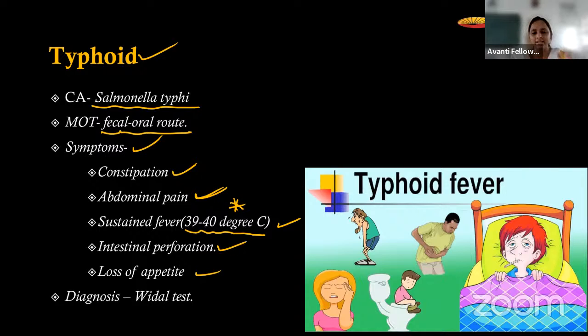They may give you that typhoid is caused by Salmonella typhi and is spread through the fecal-oral route. Then the main characteristic is sustained fever of 39 to 40 degrees Celsius. They will ask you like this, so that's the reason you have to remember this.